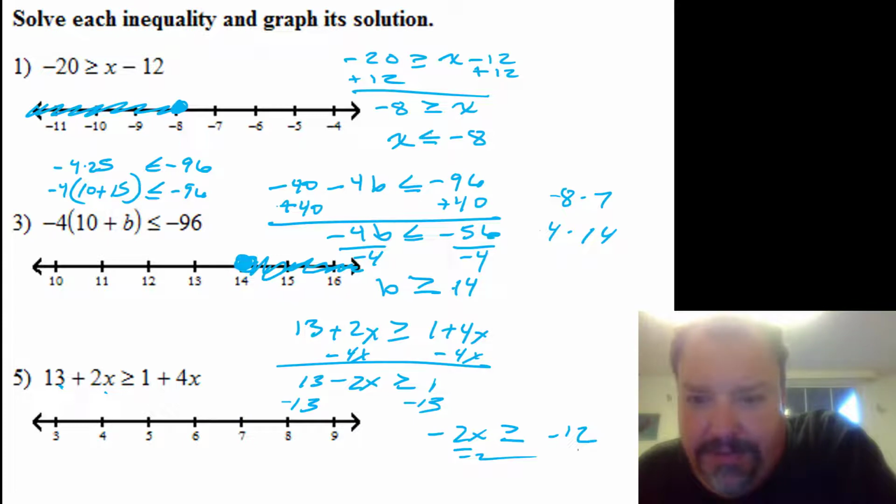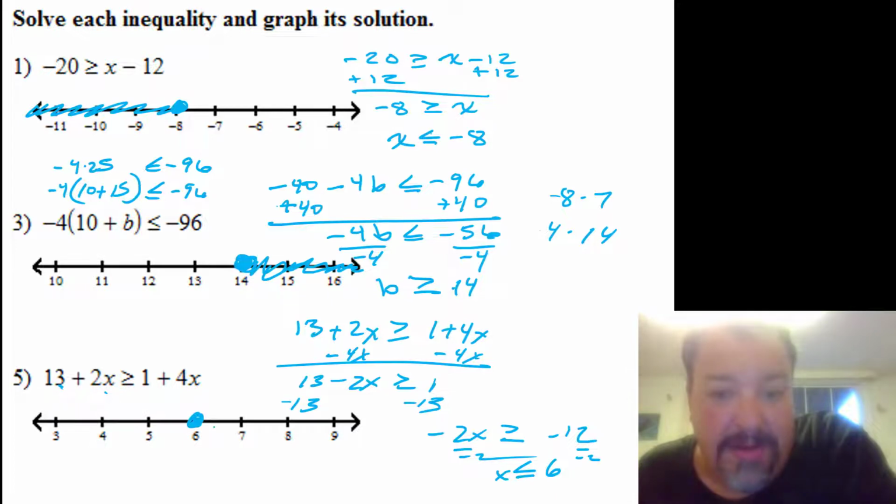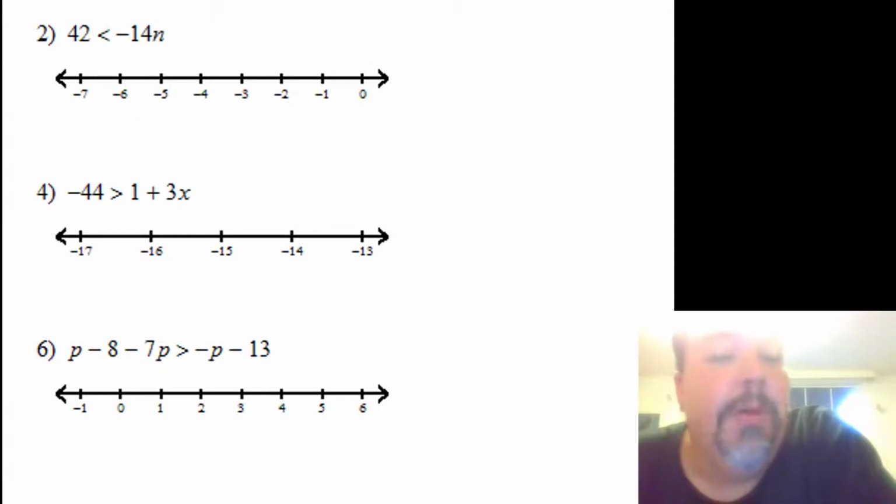Divide by negative 2, divide by negative 2, we get x. Now we need to switch the inequality sign, so we get x is less than or equal to 6. And yep, 6 is there, right in the middle. We want all the numbers that are less than 6, so it's going to be shaded to the left. Again, if we got the x on the left, then this is going to point to the direction that we need to shade. All right, so a few more examples.